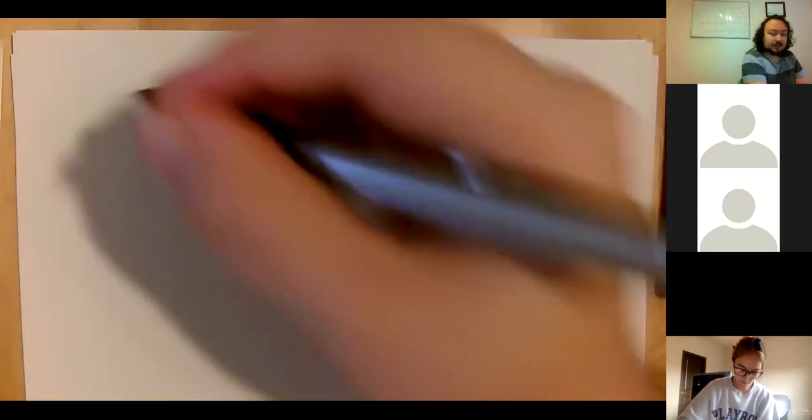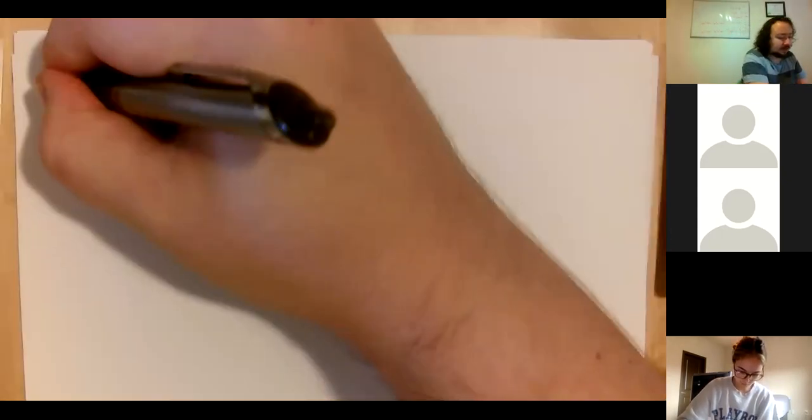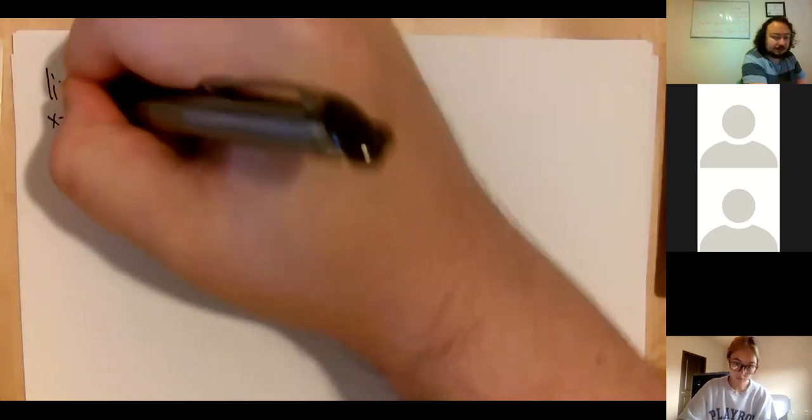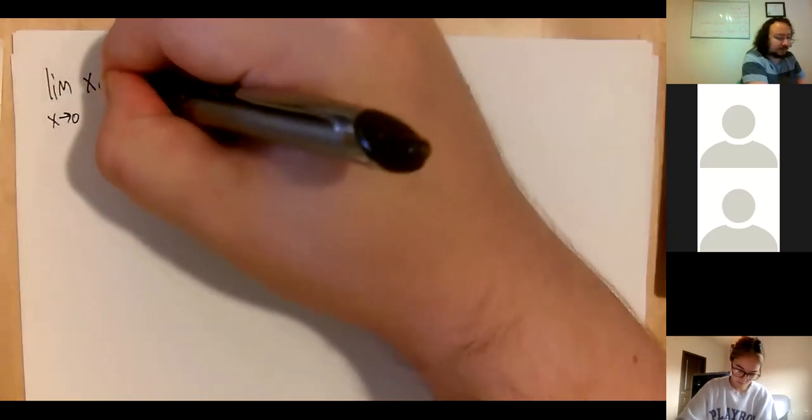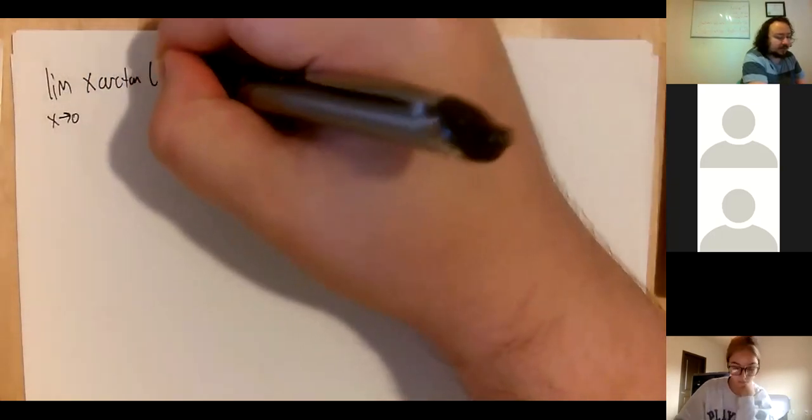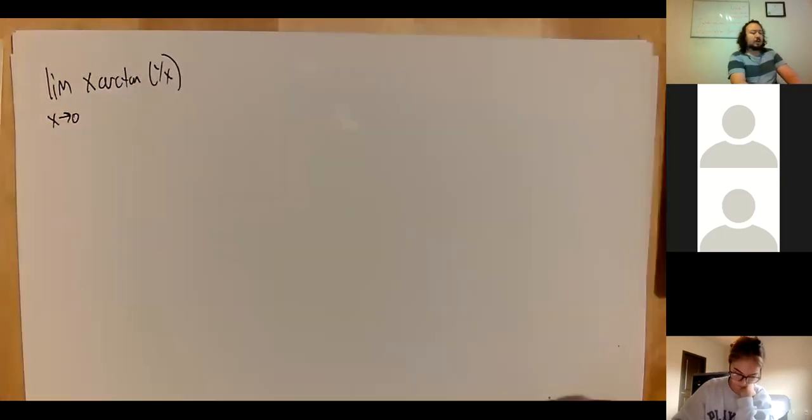Would you mind doing number 2 on the practice exam? Yeah, absolutely. Let's see. All right, number 2. Use the squeeze theorem to evaluate the limit. So this is the limit as x goes to 0 of x arctan of 1 over x.